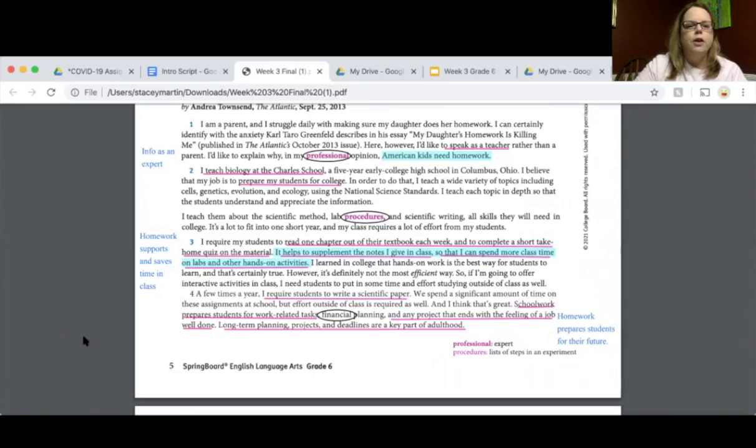Now, if you look here off to the side, I sort of summarize or paraphrase this paragraph because this is one of her reasons. Homework supports and saves time in class for her, right?